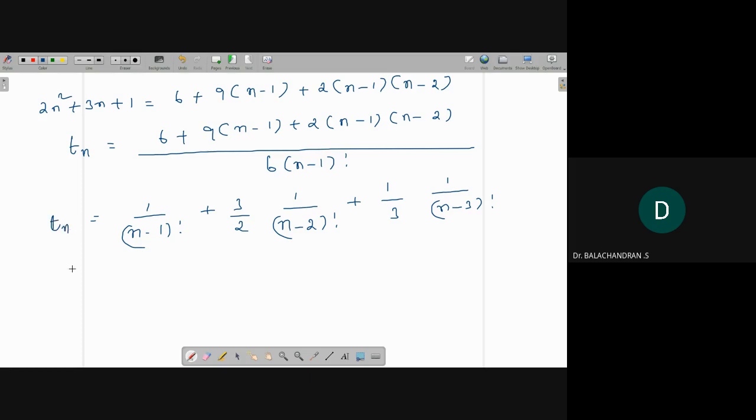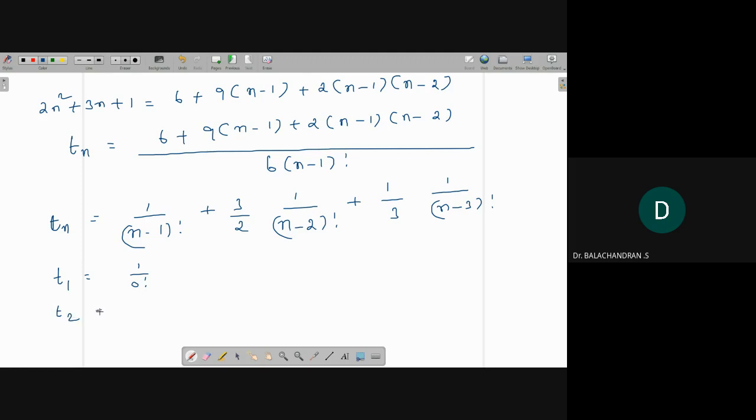Okay. So n starting from 1 to infinity. If I substitute n equal to 1, T1 is 1 by 0 factorial, which is 1, plus 3 by 2. So this is a negative, so it is not defined. That's why I leave it. You have just the first term only, 1 by 0 factorial.